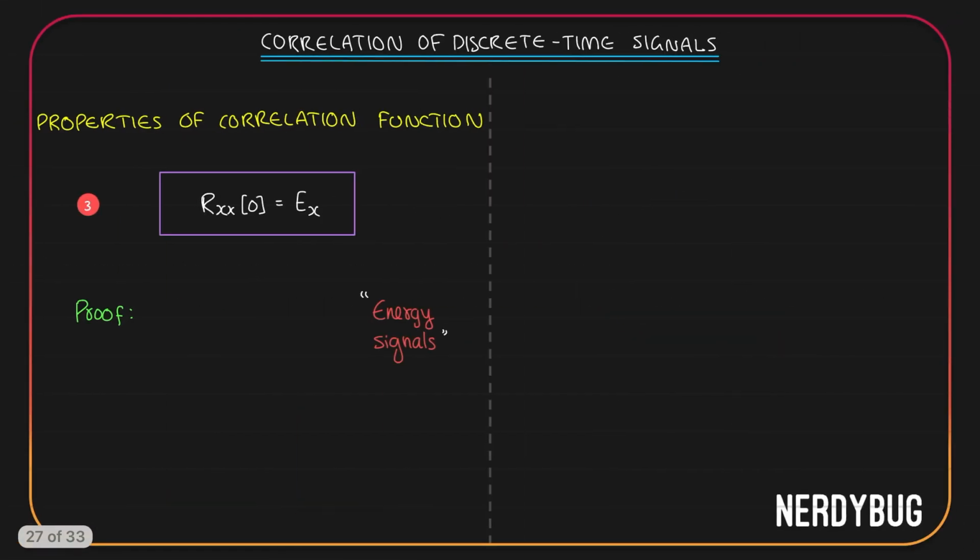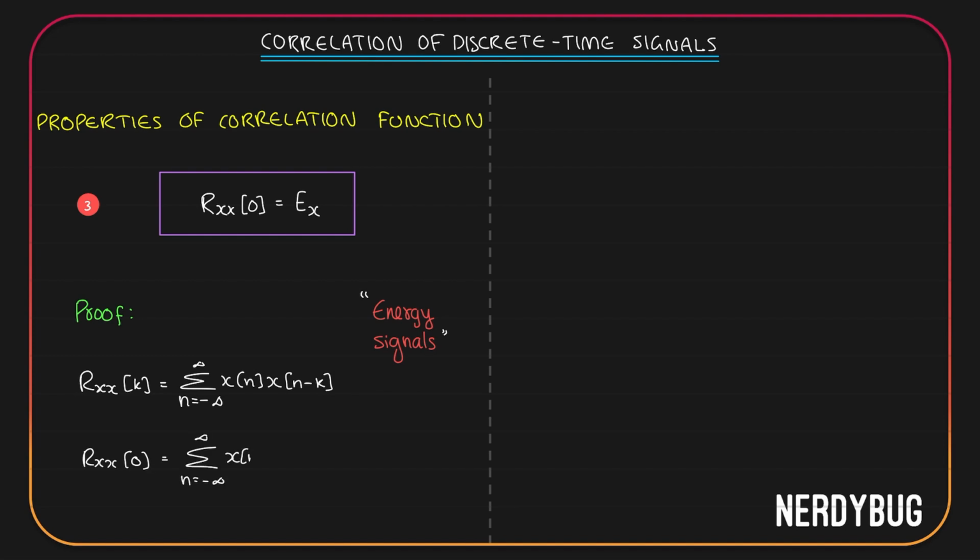The next property is Rxx of 0 is Ex. That is the value of autocorrelation at tau equal to 0 will give you the energy of the signal if you are dealing with energy signals. Autocorrelation of x of n, Rxx of k, is given as summation from n equals minus infinity to infinity x of n x of n minus k. We get Rxx of 0 is summation from n equals minus infinity to infinity x of n multiplied by x of n.